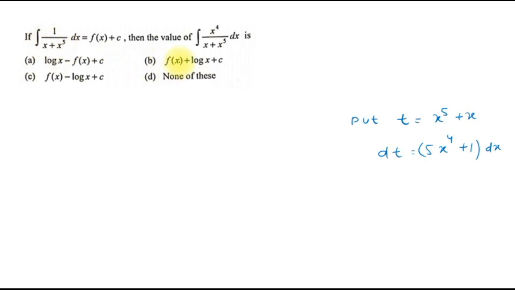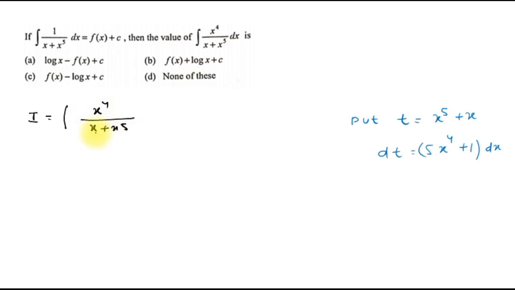Here we have to find the integration of x to the power 4 divided by x plus x to the power 5 dx, where f(x) is given, that is, the integration of 1 over x plus x to the power 5 dx is f(x) plus c. So write down this integration as the integration of x to the power 4 divided by x plus x to the power 5.